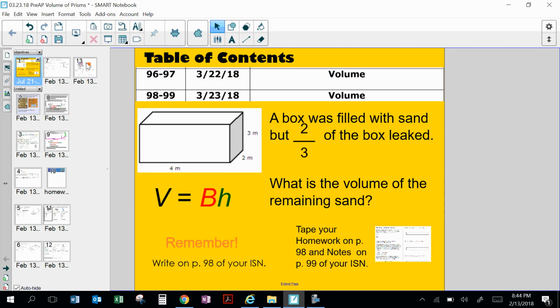Welcome. This video is over volume of prisms. So let's look at our number routine. A box was filled with sand, but 2/3 of the box leaked. What is the volume of the remaining sand?